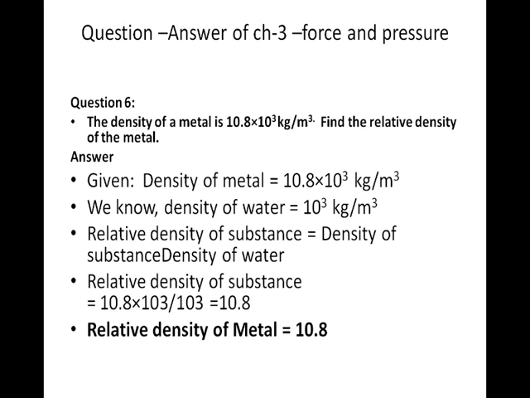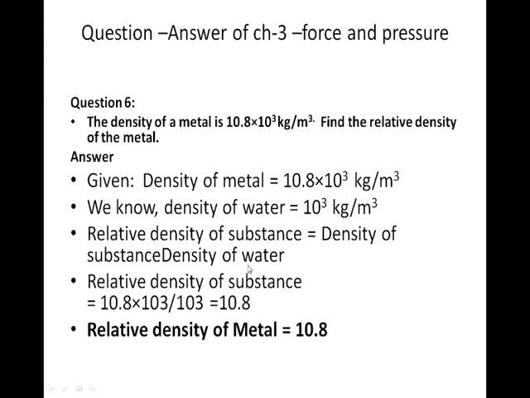In that case, relative density of a substance is equal to density of the substance into density of the water. Now what is given in your question? Density of a metal is already given here. Find the relative density of the metal, and we already know the density of water. Density of the water is 10 to the power 3 kg per meter cube. You already know the density of the substance is given in the question, and the density of the water you already know.